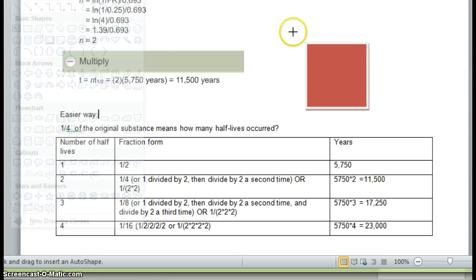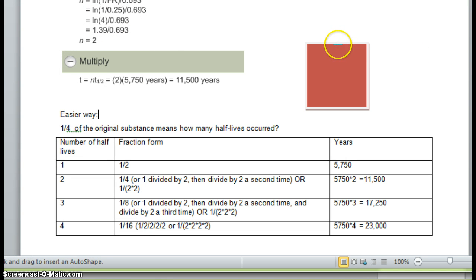and every 5,750 years, half of it converts into something else. So now half of it is nitrogen, half is still the carbon. After another half-life, after another 5,750 years, another half of it converted. So you can see I only have 25% of the original amount left, or a quarter left.